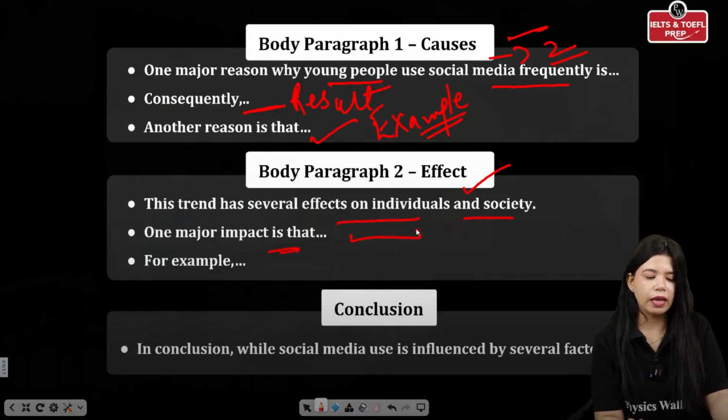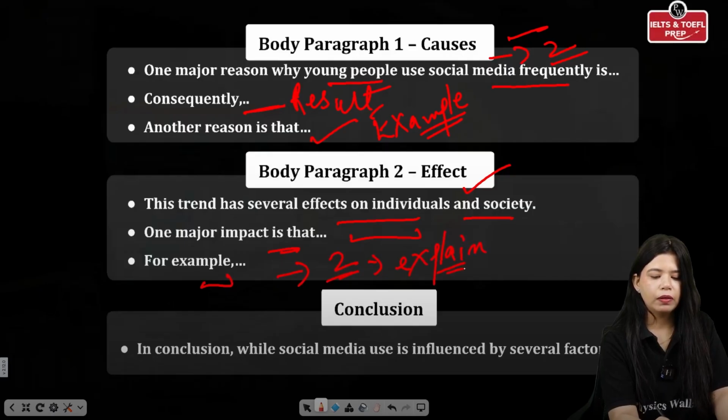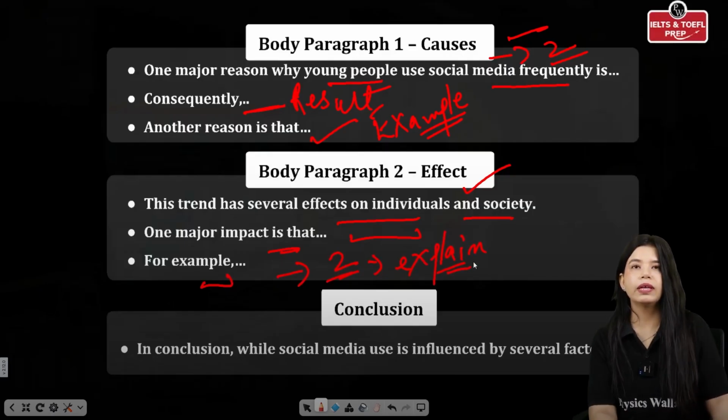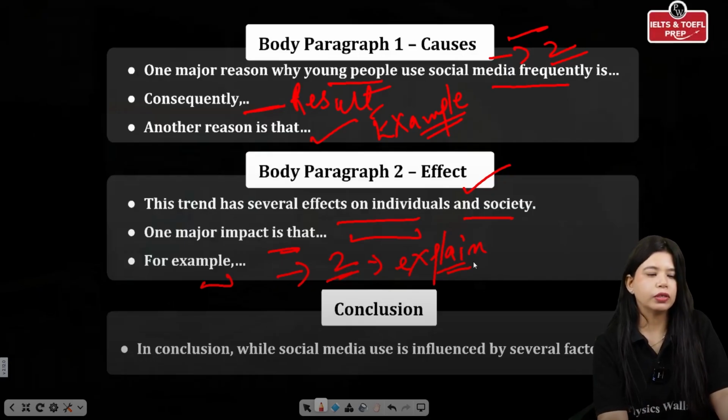Then you write your main idea, explain it, write an example, then you write your idea number 1 and explain it. Please remember that you do not need to add 2 examples. 1 example per paragraph would be super sufficient.